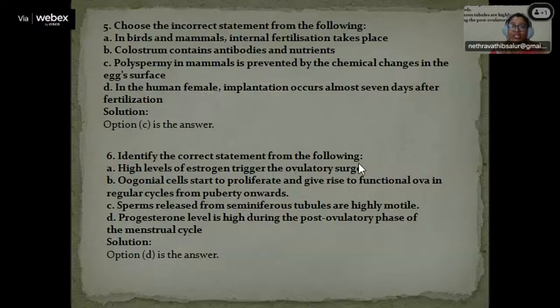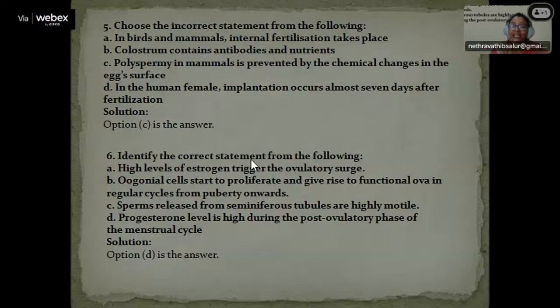Option B: oogonial cells start to proliferate and give rise to functional ovum in regular cycles from puberty onwards. That is wrong. The eggs will already be produced; they are produced before puberty itself and will be ready. So that is a wrong statement.